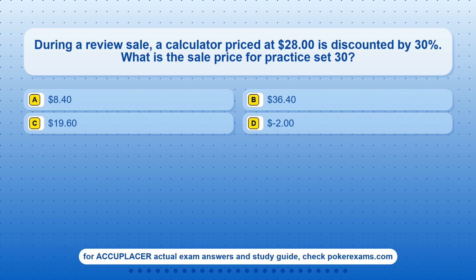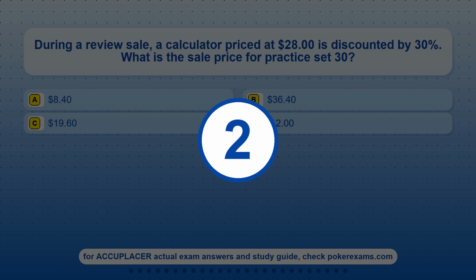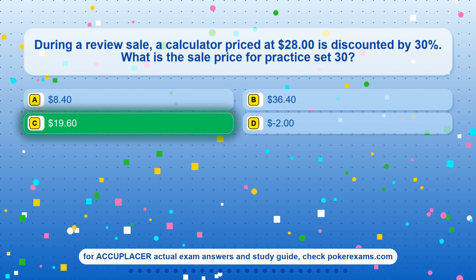Question 17. During a review sale, a calculator priced at $28 is discounted by 30%. What is the sale price for practice set 30? Option A, $8.40. Option B, $36.40. Option C, $19.60. Option D, negative $2.00. The correct answer is option C, $19.60.